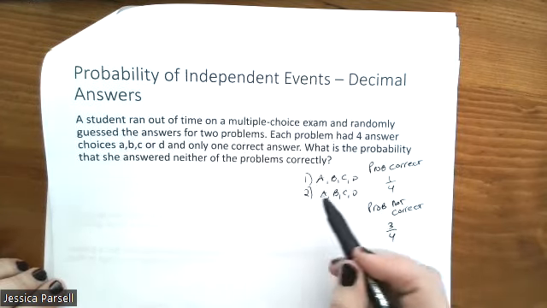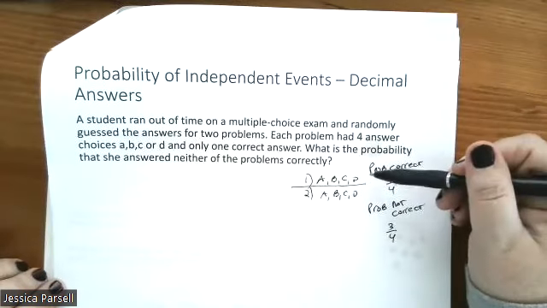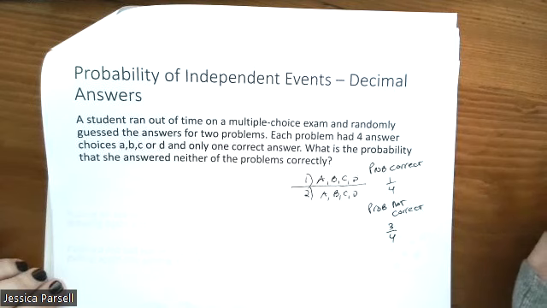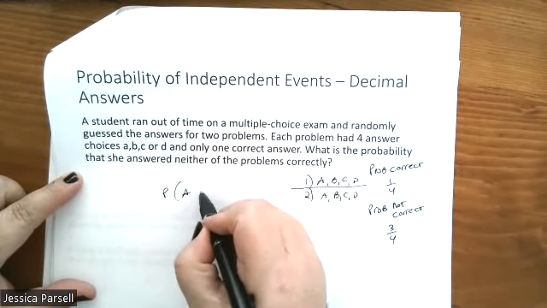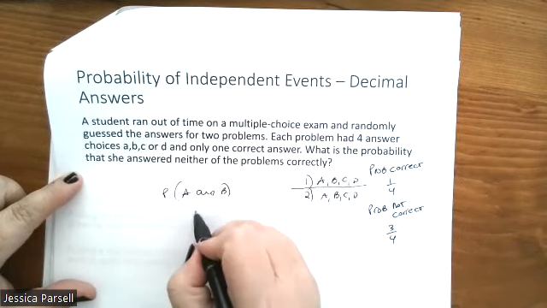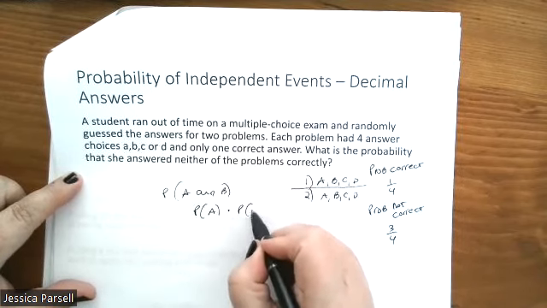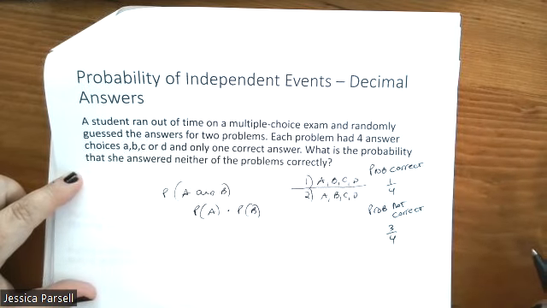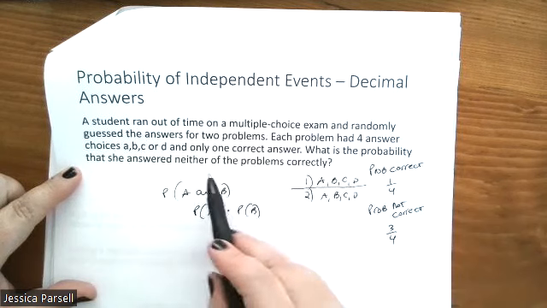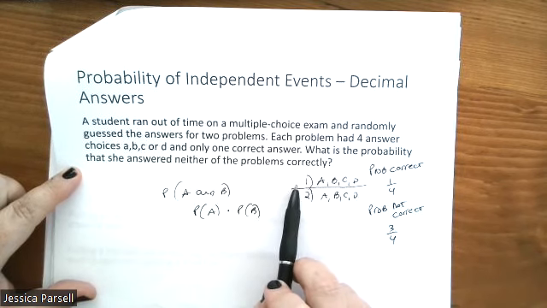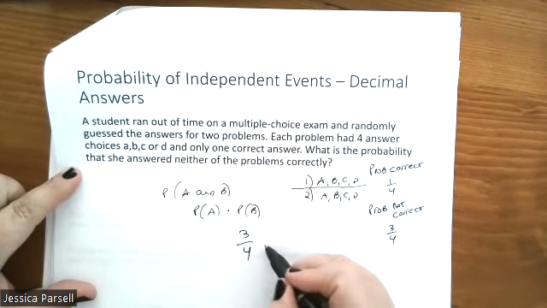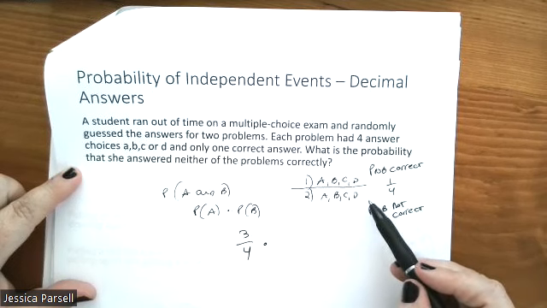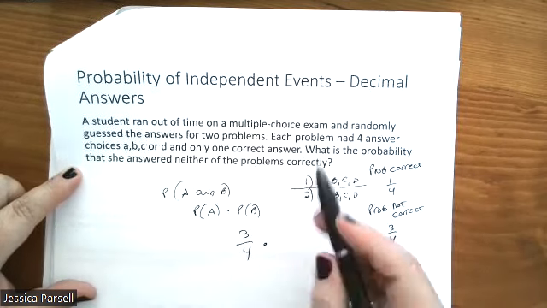This is an independent event because what she answers on question 1 has no effect or does not influence what she's going to answer for number 2. So that means we can say the probability of A and B allows us to multiply the probability of A times the probability of B. Okay, so probability that she gets neither of the problems correct: if she steps up to this problem, getting that not correct or incorrect is a 3/4 chance. That's the probability of A. Then she moves to the next problem, the probability of getting that one incorrect is also 3/4.